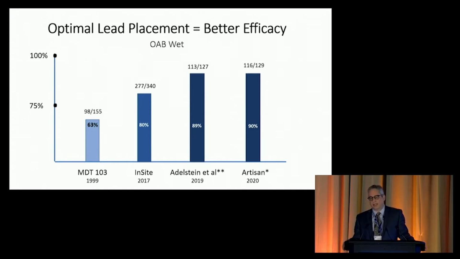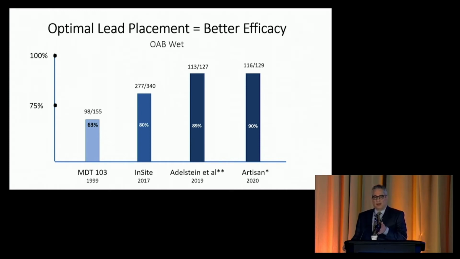And then we did the INSIGHT trial, and in the INSIGHT trial, we started using fluoroscopy, we started using the tined lead, but the type of lead that was used varied. Some of the people in this trial used the InterStim II lead, which has been discontinued. Some of them used the stiff stylet. It was institutional standards that were going on, and the success rate here was 80% for OAB wet.